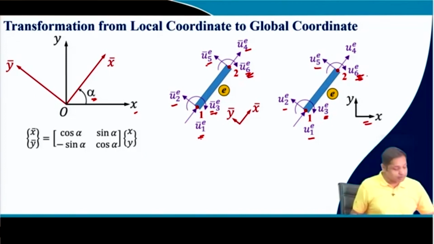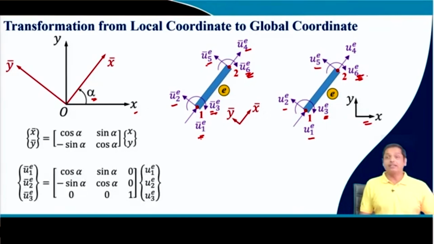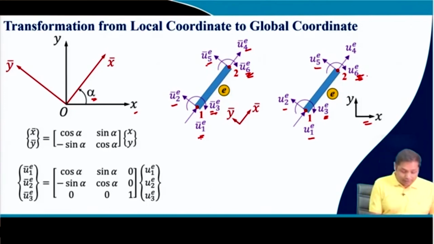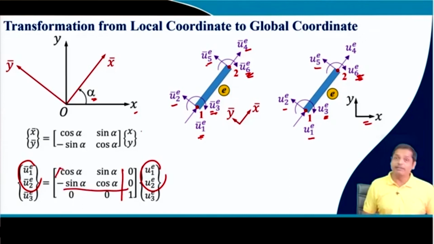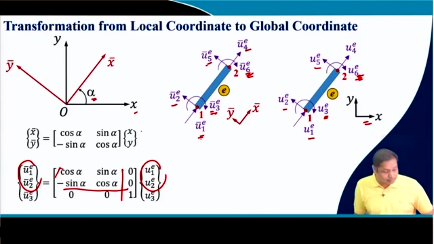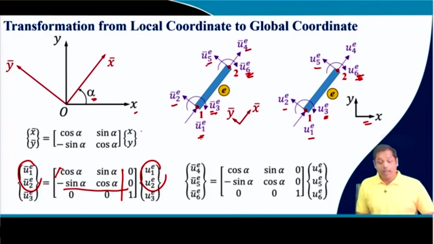Now with this information, we can write the transformation of degrees of freedom at node number 1 like this. U1 and U2 will be transformed the same way as x and y, and U3 will remain unchanged. The same thing can be written for the degrees of freedom at the other node, that is, U4, U5 and U6. So at every node, the degrees of freedom are transformed like this.